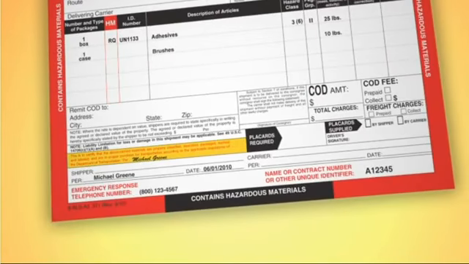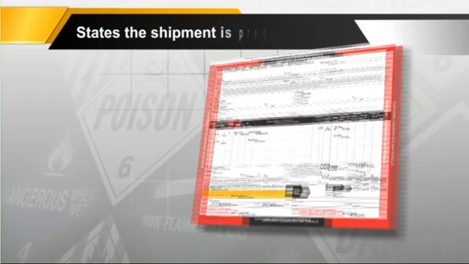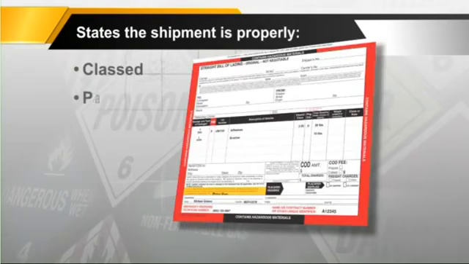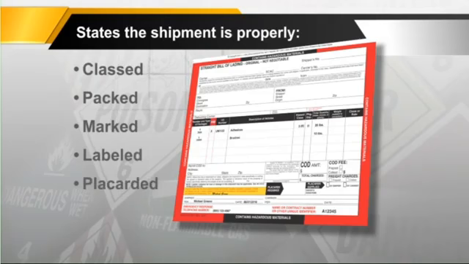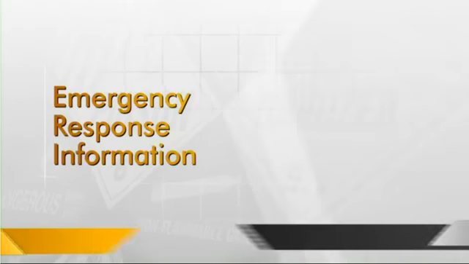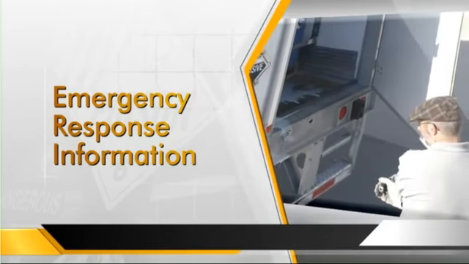In most cases, shipping papers must also contain the shipper's certification. This simply states that a shipment is properly classed, packed, marked, labeled, and placarded, and is in proper condition for transportation. It's the shipper's responsibility to prepare the shipping papers, but drivers and anyone else involved with the hazardous materials shipment must know how to read and understand the information entered on the shipping papers.